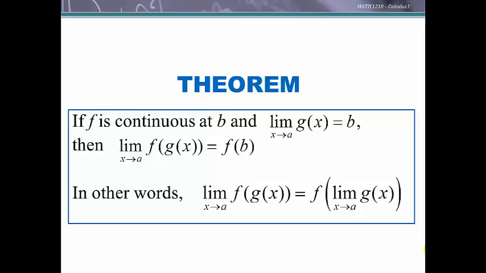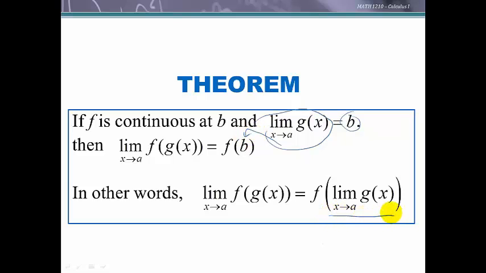We have a theorem, and there is a link to the proof of this theorem following this video. It says, if f is continuous at b, and the limit as x approaches a of g of x equals b, then the limit as x approaches a of f of g of x equals f of b. Essentially, this is telling us that the limit of f of g of x equals f of b, but b equals the limit as x approaches a of g of x. So if we substitute that in for the b, we would have f of the limit. Since b equals this, we could substitute it here, and that's essentially what we're saying in other words.